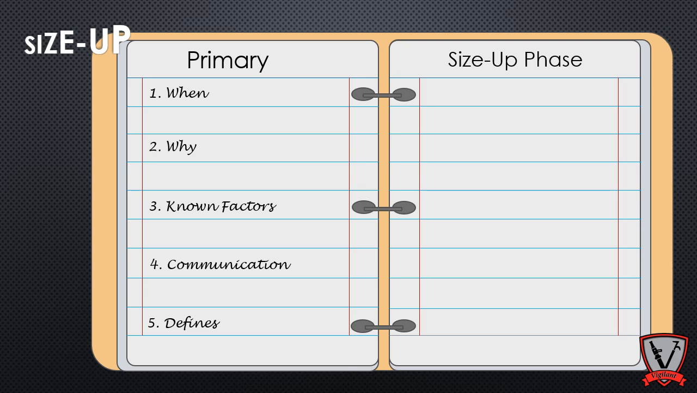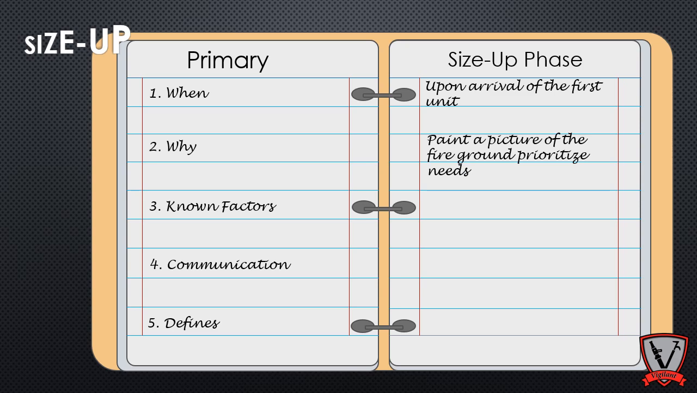The primary SizeUp phase, and this is the SizeUp phase that we're going to focus on the most for this lesson. The reason we're going to focus on this is because this is one of the, if not the, most important SizeUps that happen during these 5 phases. This SizeUp takes place upon arrival of the first unit. It is conducted to paint a picture of the fire ground, okay, and prioritize the needs of the fire ground. It gives us for the first time what our primary hazard is going to be. We now know what the life hazard looks like, where our water source is going to come from, and what the building demographics are.